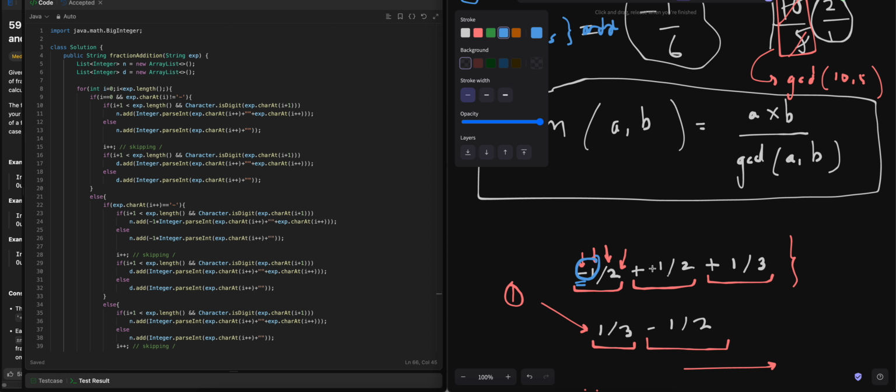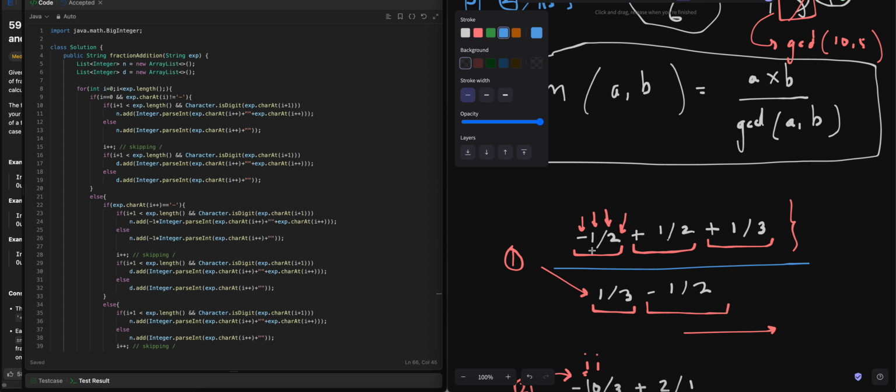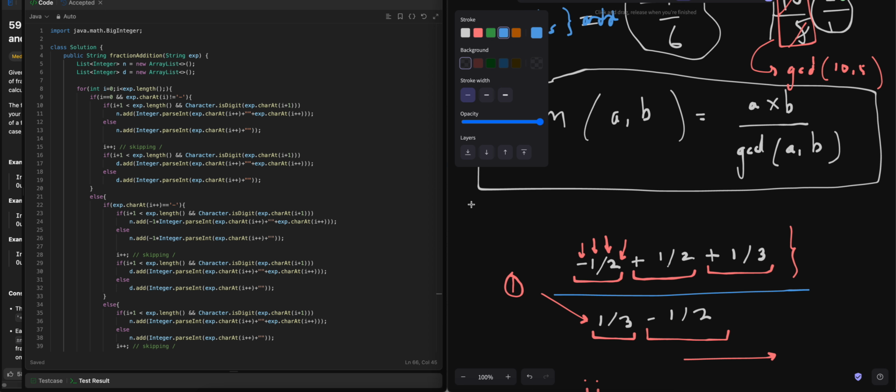Okay, and if it is positive, in the numerator we will store it as 1. What I mean by this is, let's try to process this, at least this one, to see how our numerator and denominator array would look. So we will have two arrays, numerator and denominator.